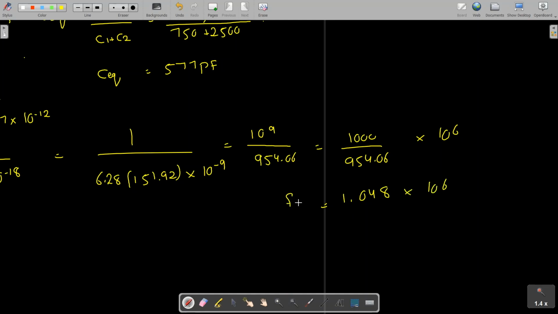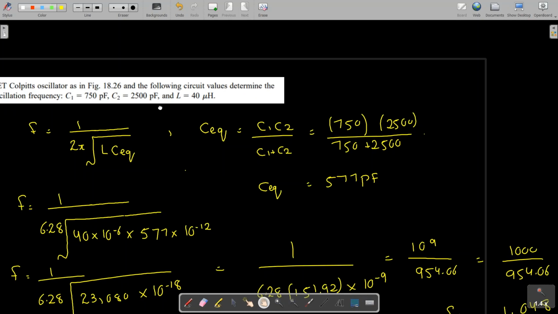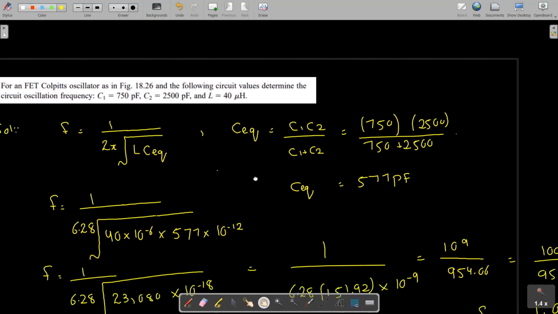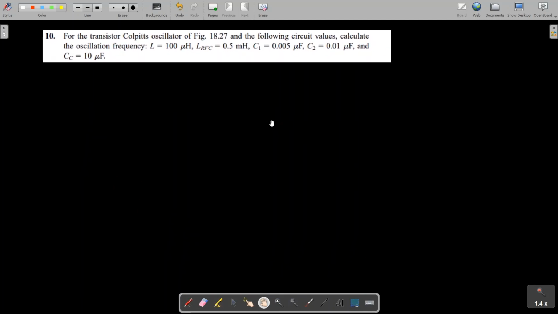So this is your frequency. So I can say that f is equal to, or f naught is equal to 1.048 megahertz, because it's frequency, so we are going to have a unit of hertz, and 10 raised to power 6 is mega. So this is your frequency of oscillation of this Colpitts oscillator with the following C1, C2 values and the inductor value of 40 microhenry.